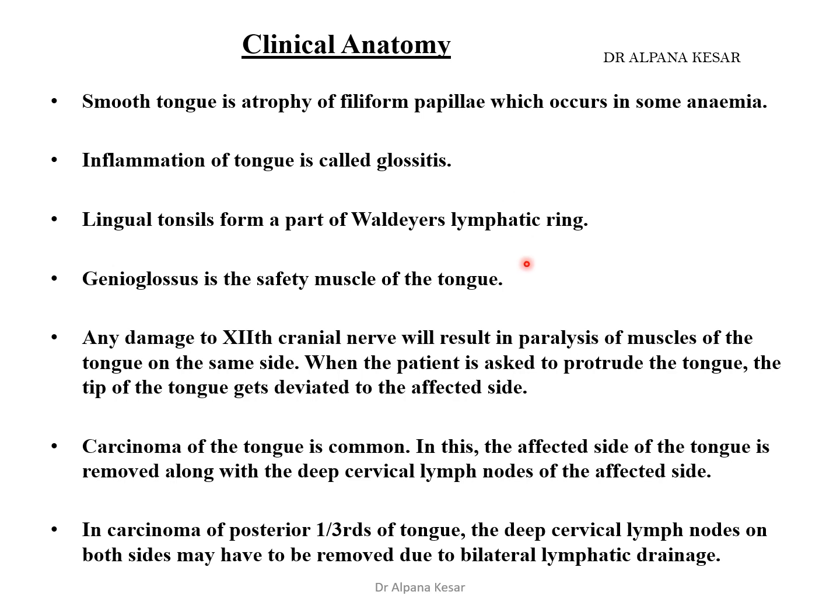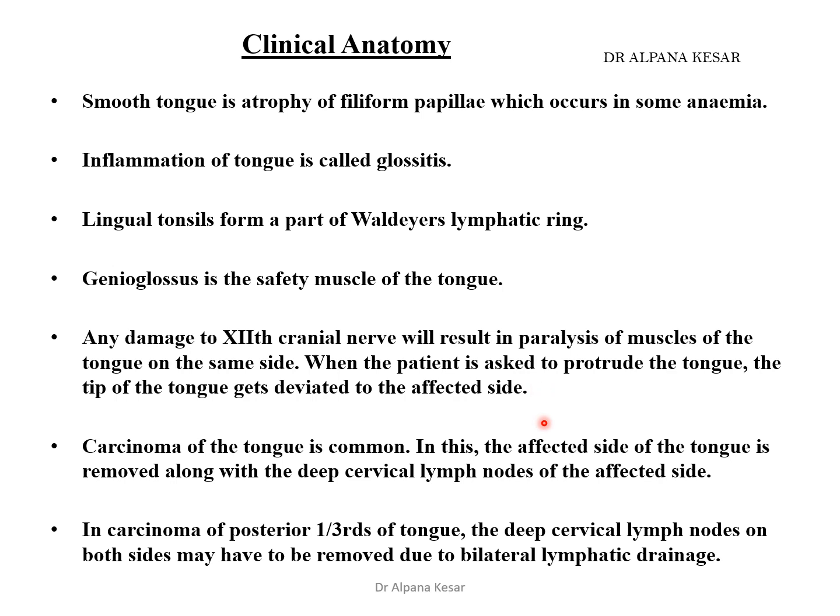Lingual tonsils form a part of Waldeyer's lymphatic ring. Genioglossus is the safety muscle of the tongue. It is the only muscle which attaches the tongue anteriorly to the mandible. This holds the tongue in place in the oral cavity and prevents it from falling back into the pharynx, thus blocking the air passage. Any damage to the 12th cranial nerve will result in paralysis of the muscles of the tongue on the same side.